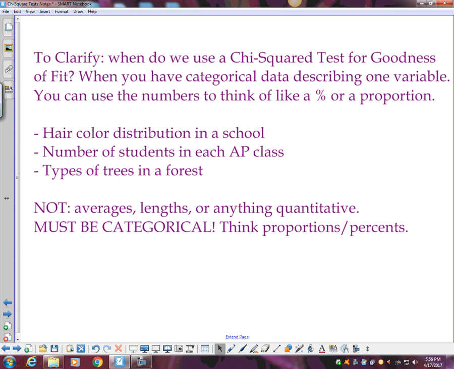And then to clarify, when we use a chi-squared test for goodness of fit, it's when you have categorical data describing one variable. You can use the numbers to think of like a percent or a proportion: hair color distribution in a school, number of students in each AP class, types of trees in a forest. The one I always think of is the M&M problem, where they gave us what the distribution of colors of M&Ms should be, and we compare that to what was in our bag of M&Ms. Not averages, lengths, or anything quantitative. It must be categorical. So think about proportions or percents.